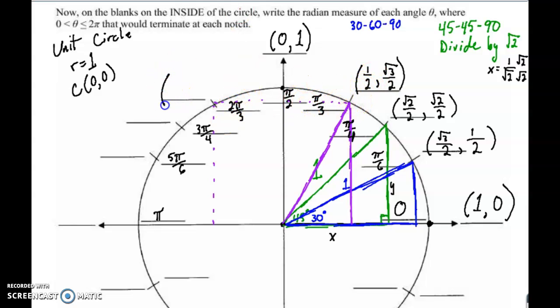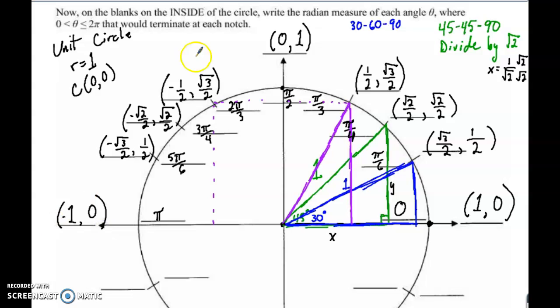So this ordered pair at 2 pi over 3 is just going to be negative 1 half, root 3 over 2. Over here, negative root 2 over 2, positive root 2 over 2. At 5 pi over 6, it's negative root 3 over 2, positive 1 half. And this ordered pair over here, which I hope makes perfect sense, is negative 1, comma 0.